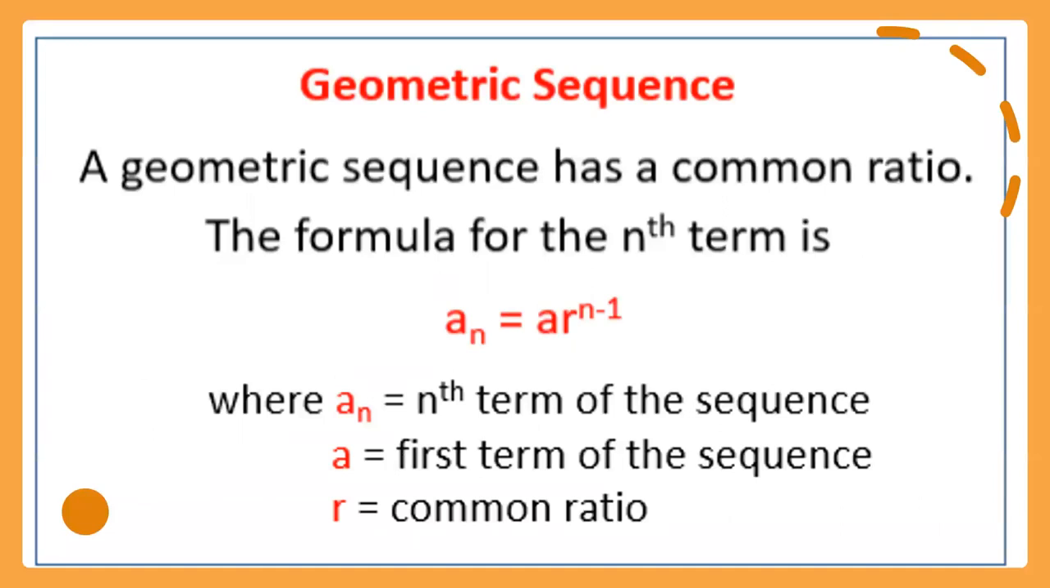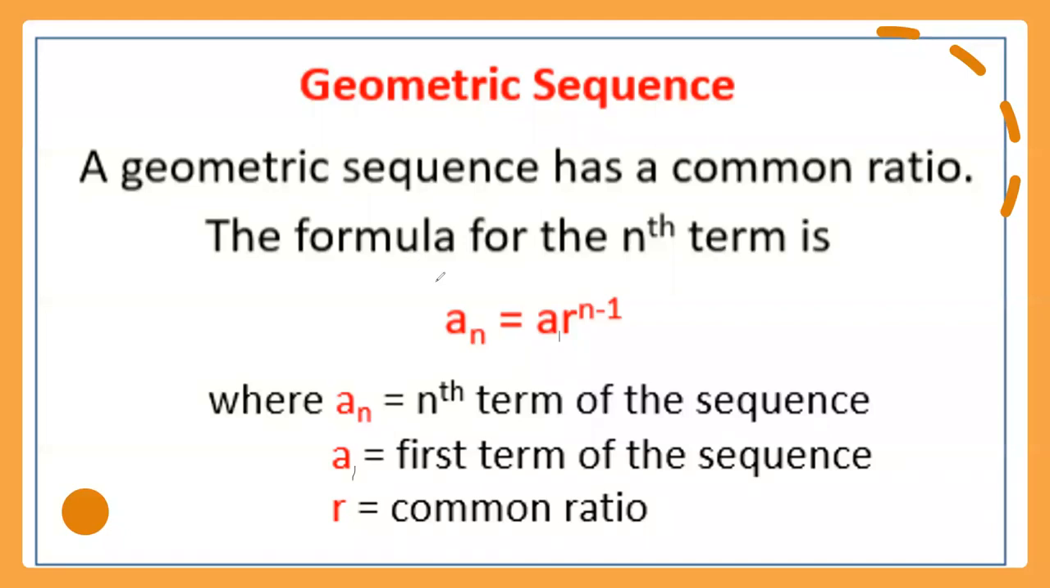So now, the main idea here is to look for a certain term using a formula. A geometric sequence has a common ratio. The formula for the nth term, or yung last term na tinatawag natin, is a sub n equals a sub 1, which is our first term, times r raised to n minus 1. So we have a new formula here.